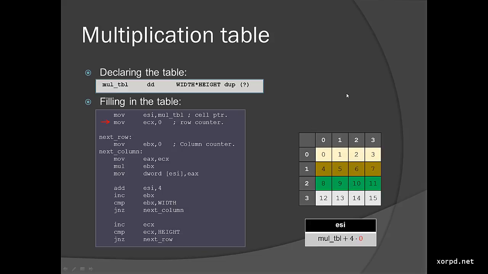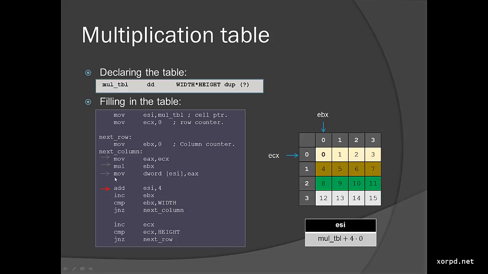Next, we initialize ECX to be 0, and I mark it like this. ECX is just some kind of pointer to the row number, and EBX is some kind of pointer to the column number. Instead of just writing their numbers, I draw them like this.